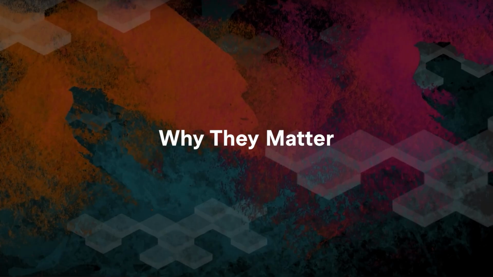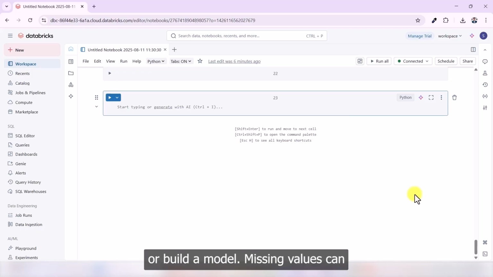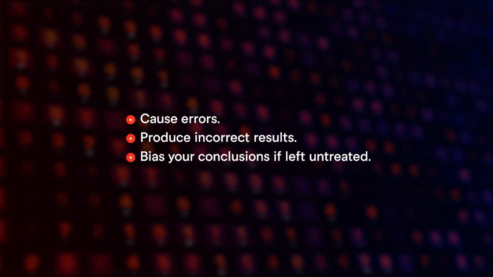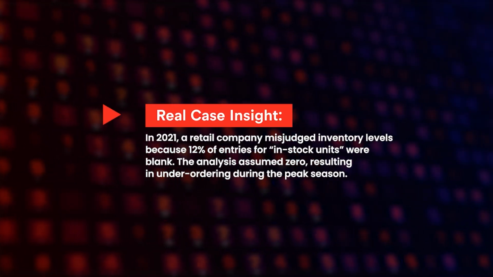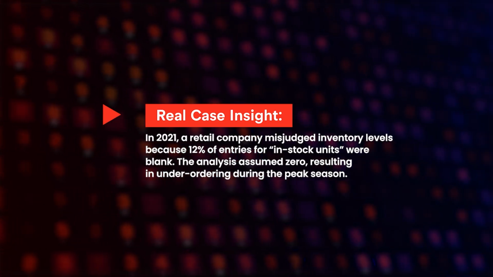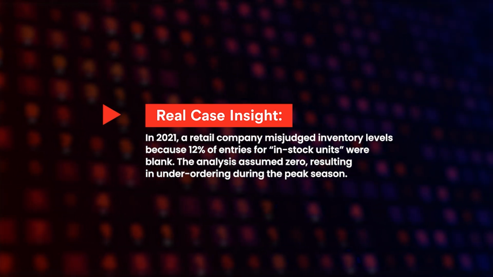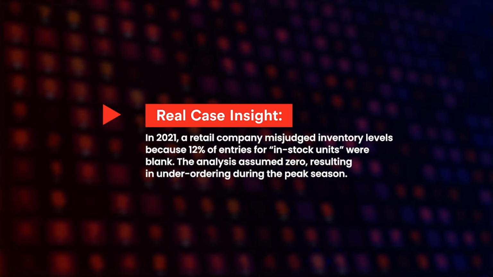Why they matter? If you try to calculate an average, group by a column, or build a model, missing values can cause errors, produce incorrect results, and bias your conclusions if left untreated. Real case insight. In 2021, a retail company misjudged inventory levels because 12% of entries for in-stock units were blank. The analysis assumed zero, resulting in underordering during the peak season.